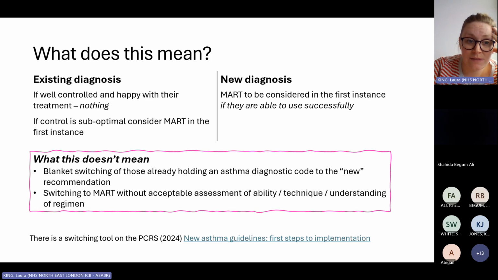What this doesn't mean, as I've said, is the same as brand switching. It's not the same as switching Clenil to Soprobec, for example. This is a completely different device. This is a breath actuated device. So we're not going to be doing that. We wouldn't be doing that anyway. And we wouldn't be switching to MART without an acceptable assessment of the ability to actually do it, the technique with the device, or understanding of the regime, because it is a new way of thinking.